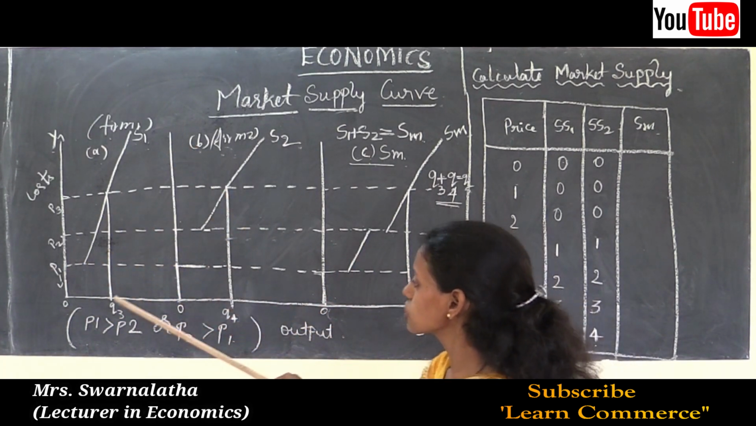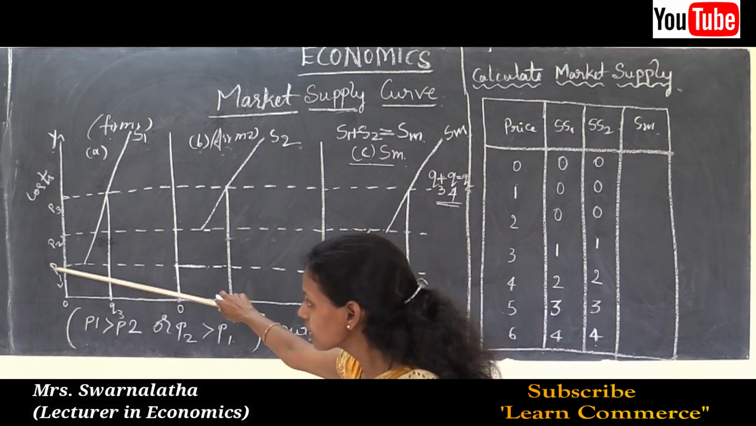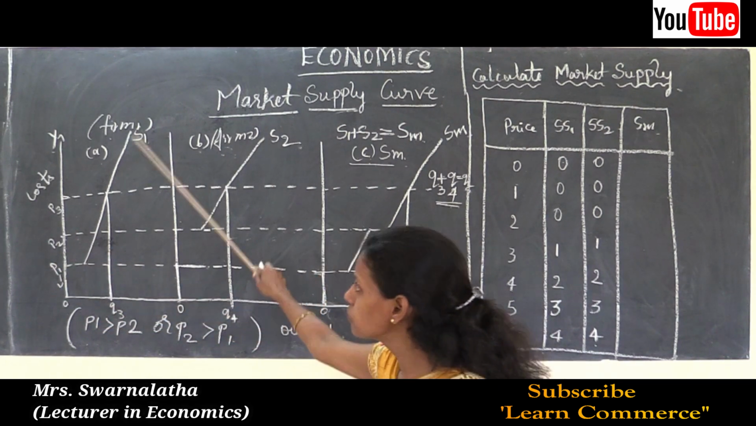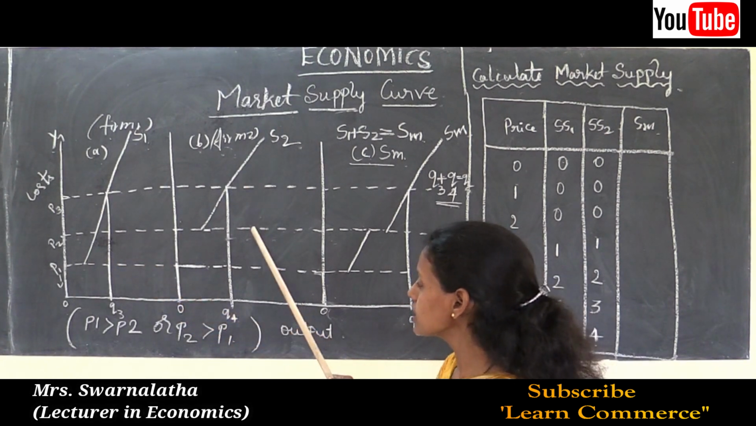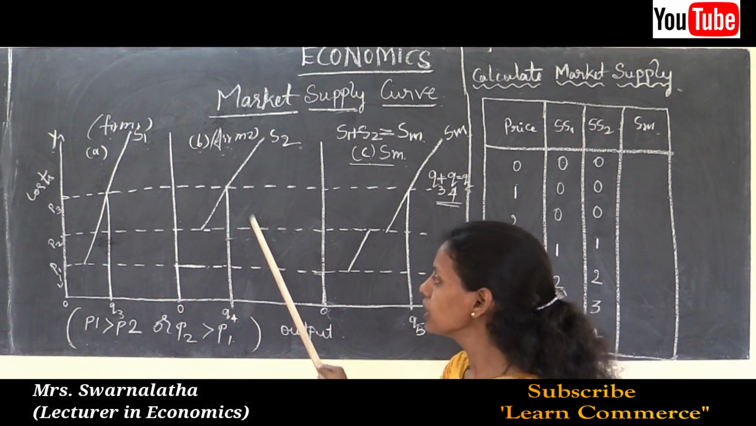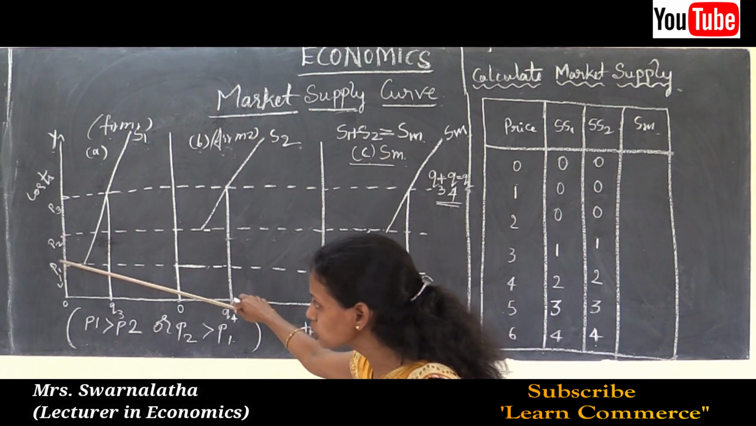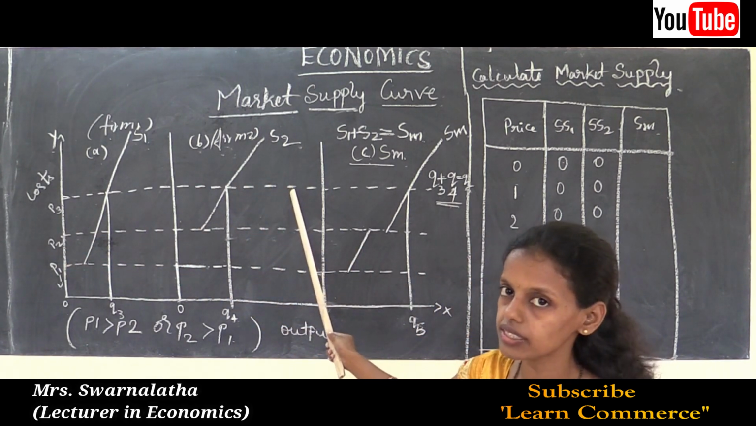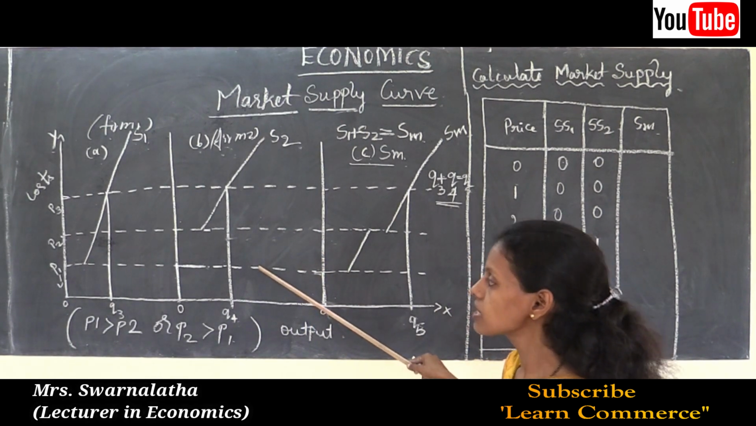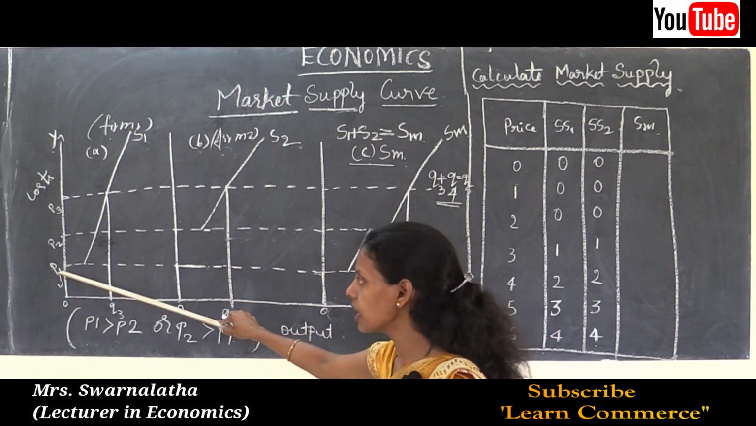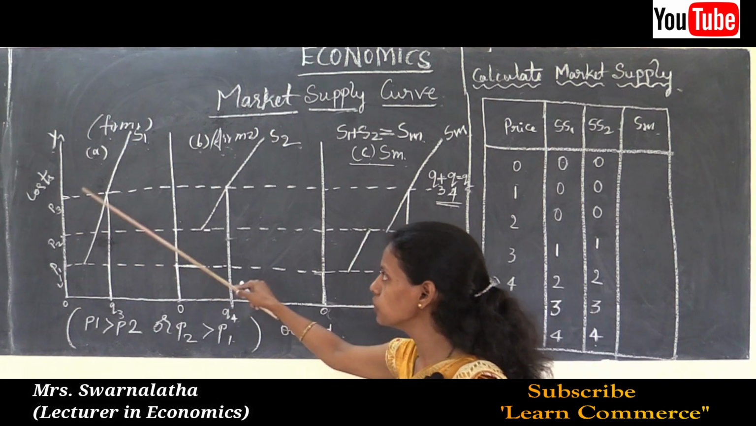So what we can see here means, if the price is less than P1, firm 1 cannot supply any goods to the market. In case of panel B, firm 2, if the price is below P2, the firm cannot produce and cannot supply the goods to the market. Thus, only firm 1 can produce at P1 and P2.